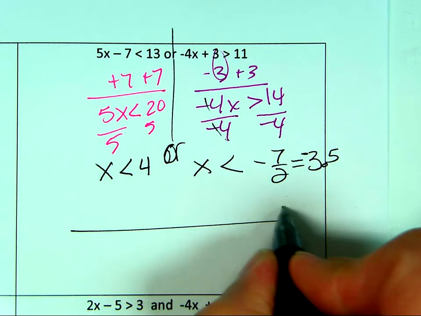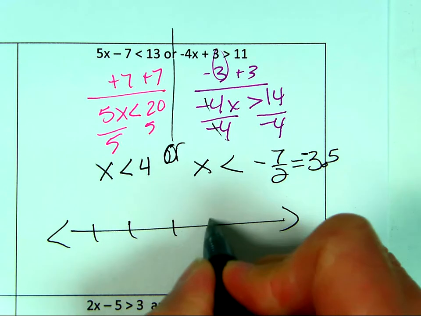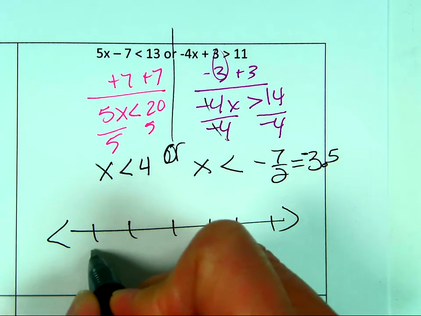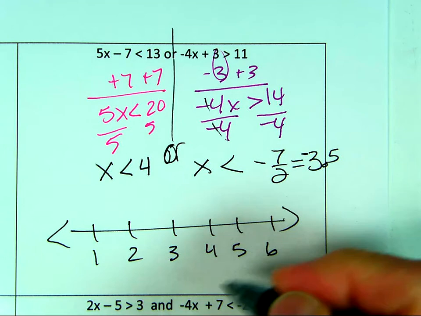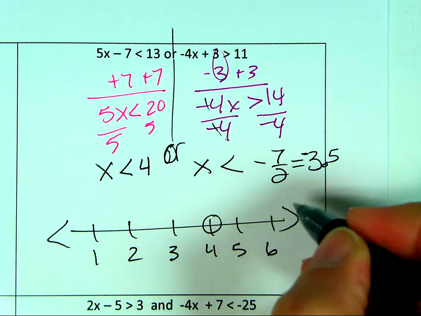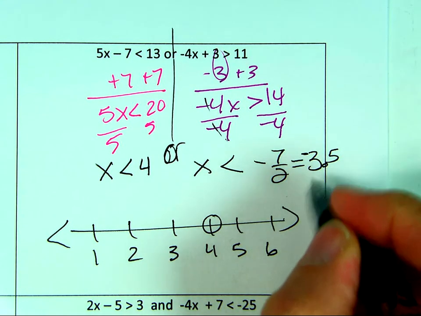So when I'm graphing, I'll put some more numbers on here this time. So let's say that's 1, 2, 3, 4, 5, 6. So at 4, I have an open circle, and at 3, oh, I forgot.